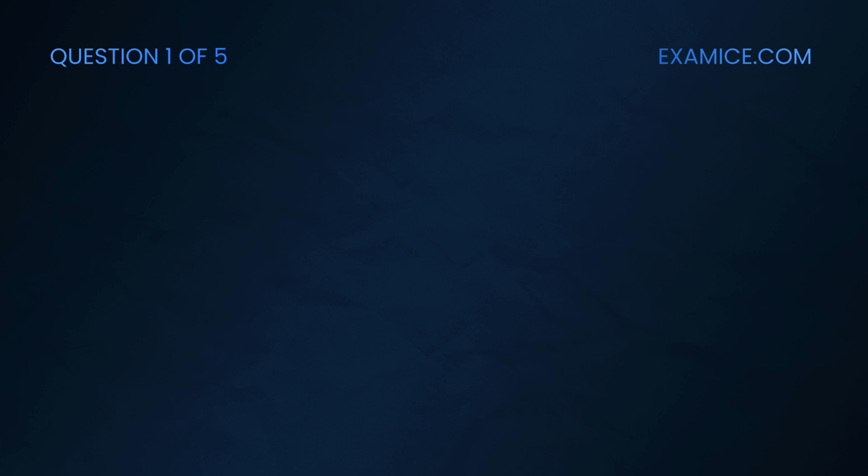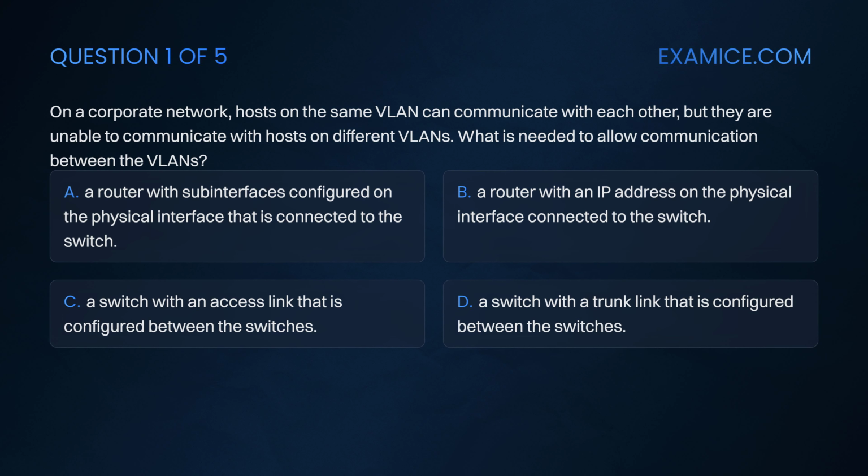Question 1. On a corporate network, hosts on the same VLAN can communicate with each other, but they are unable to communicate with hosts on different VLANs. What is needed to allow communication between the VLANs?